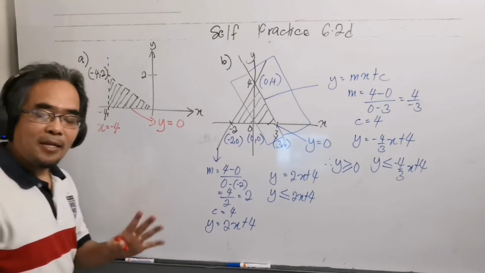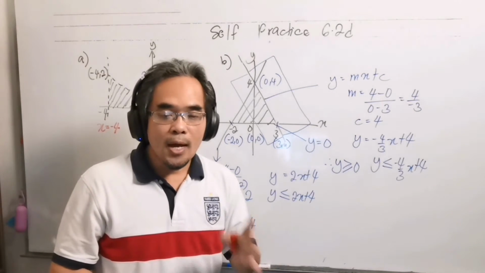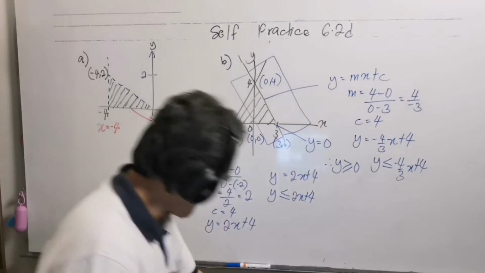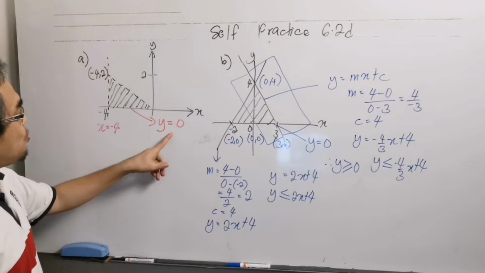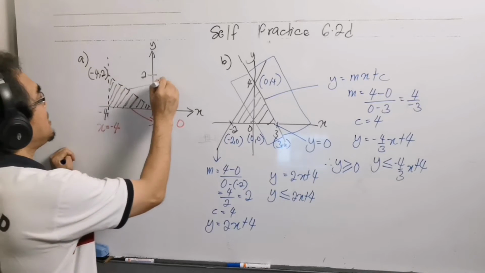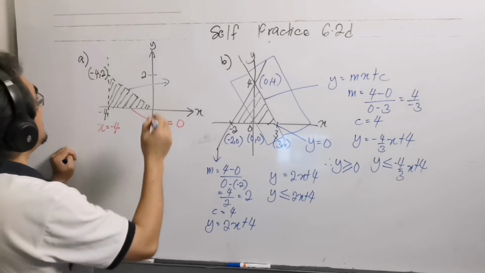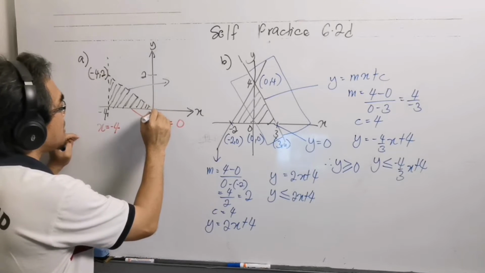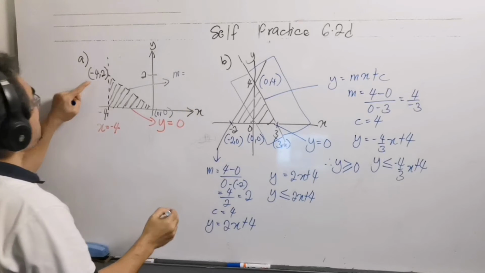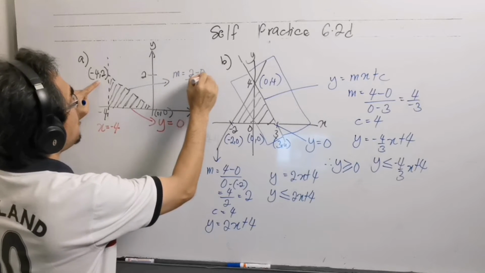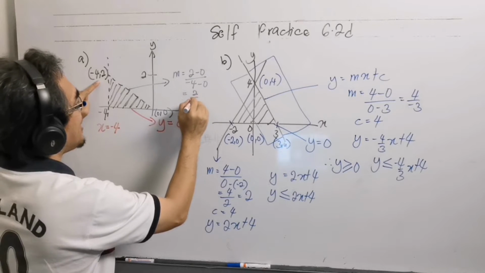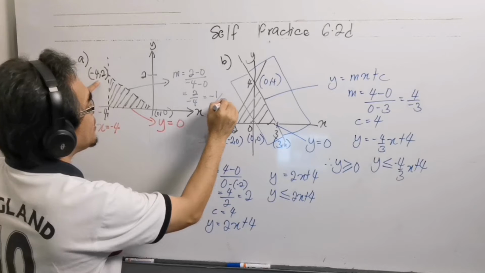So there are kind of straight lines which don't follow y equals mx plus c. It's just y equals something, or x equals something. For this one, it will follow that way. That is, find the gradient. The coordinate here is 0, 0. So the gradient for this line, m, will be 2 minus 0 over -4 minus 0, which is 2 over -4, which is -1 over 2.